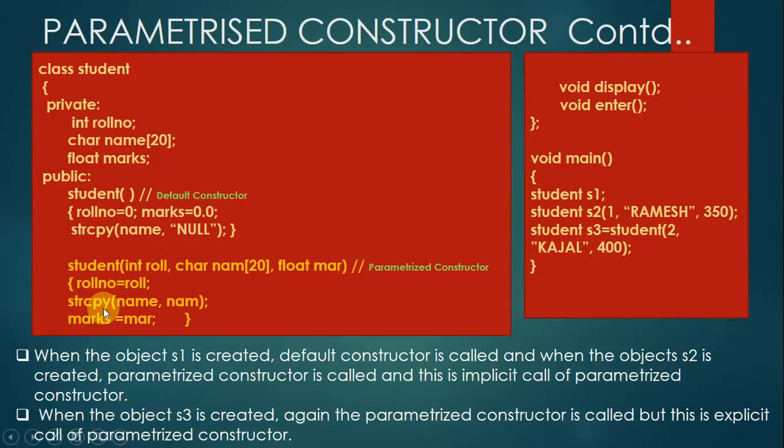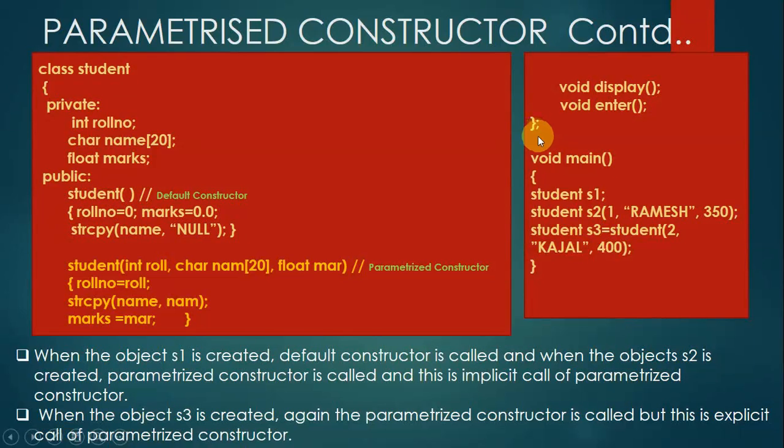Again, I'm using strcpy. Very important to note, we cannot write name equal to name. You have to use the strcpy function because strings cannot be equated. They have to be copied using the strcpy function. So I'm copying name to name. Name is an argument which I'm passing from function main, and I'm storing mar in marks. So this is how the arguments are passed in this type of constructor, and the values of these arguments are assigned to the data members of the class. So these are 2 other functions, display and enter, and my class has ended here.